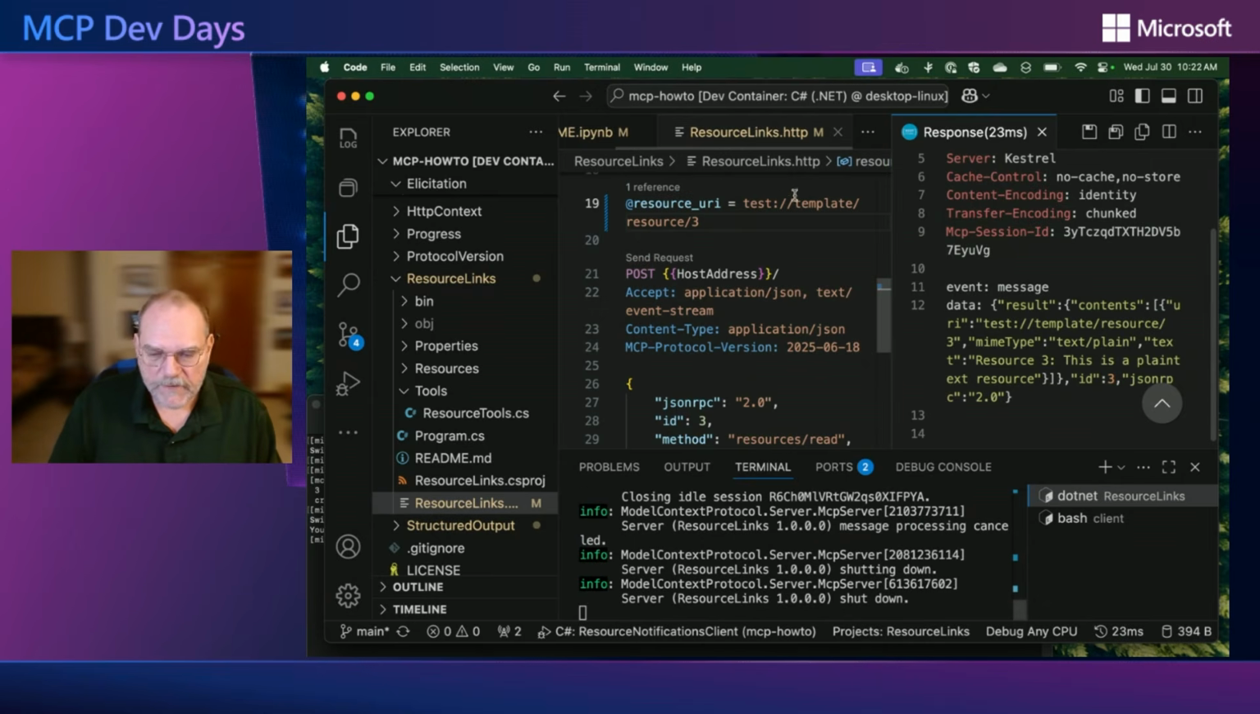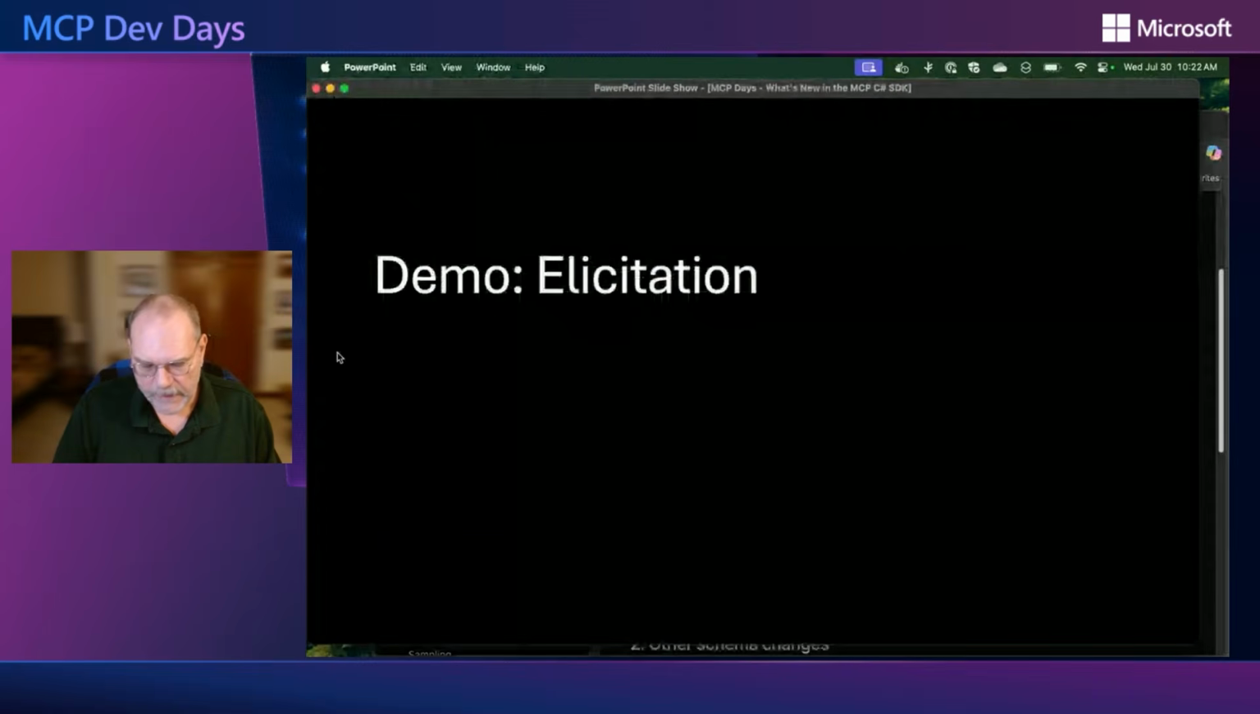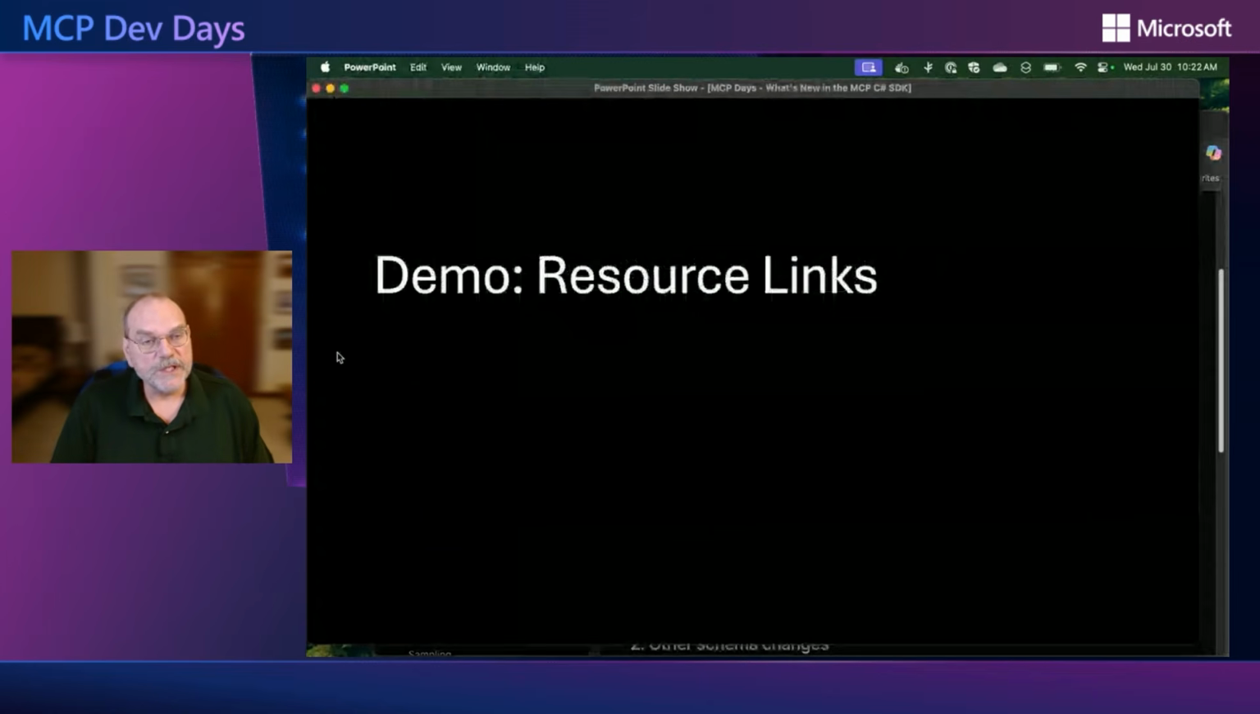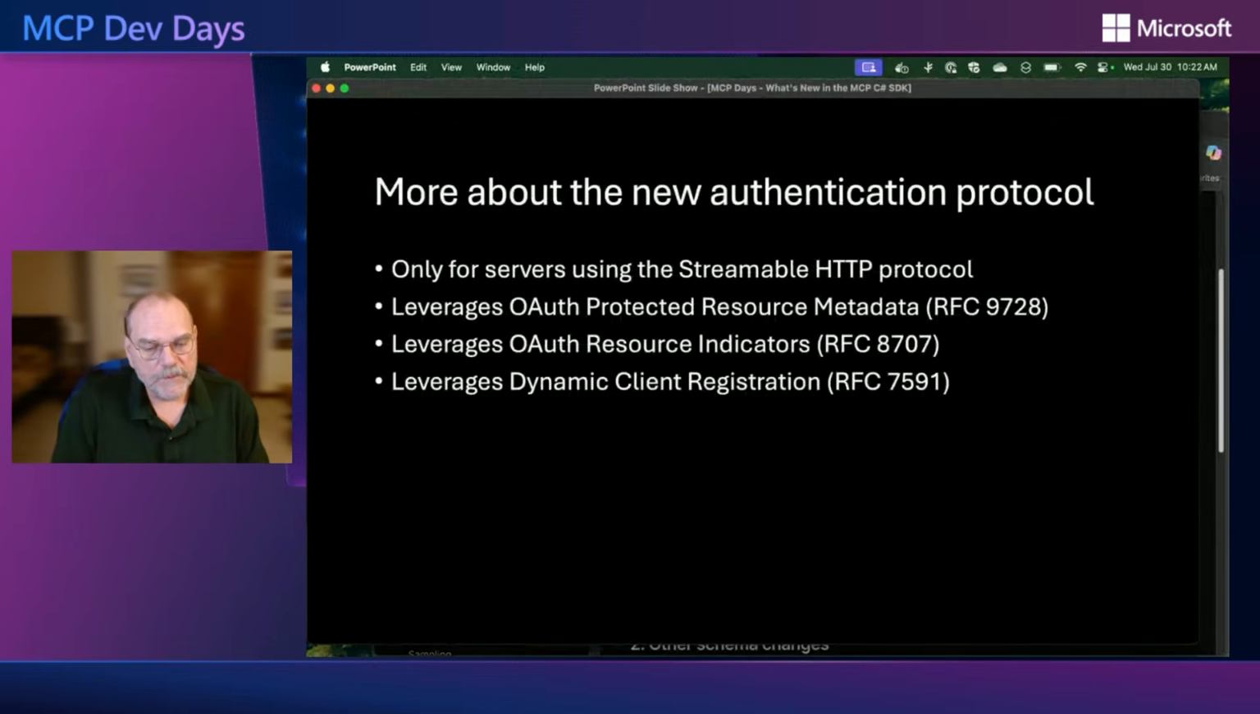Now, got a few minutes, so let me come back over here to my slides, and I'll just talk a little bit about the last thing, which is the authentication protocol. So some things to know about the authentication protocol is that the new authentication protocol is only for servers that are using the streamable HTTP protocol. For standard I/O, there's still the old method of doing authentication where you put credentials in environment variables or in configuration that the MCP server can access. But when you're actually using streamable HTTP and you need to talk over HTTP, you want to do OAuth.